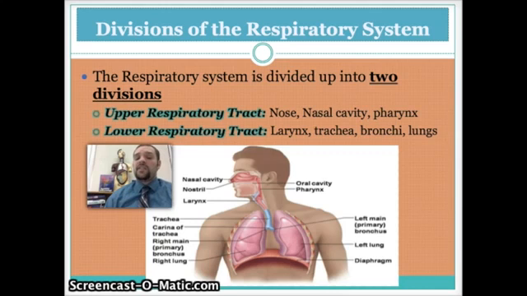When we look at these divisions, your upper respiratory tract is going to be in the most superior region. That's going to include your nose, your nasal cavity, and your pharynx. If we go to your lower respiratory tract, that's going to be in this region of your body. It's more inferior, and so that's going to be your larynx, your trachea, your bronchus, and your lungs. That's going to be made up of your lower respiratory tract. And so what we're going to do in this podcast today is look specifically at the anatomy.